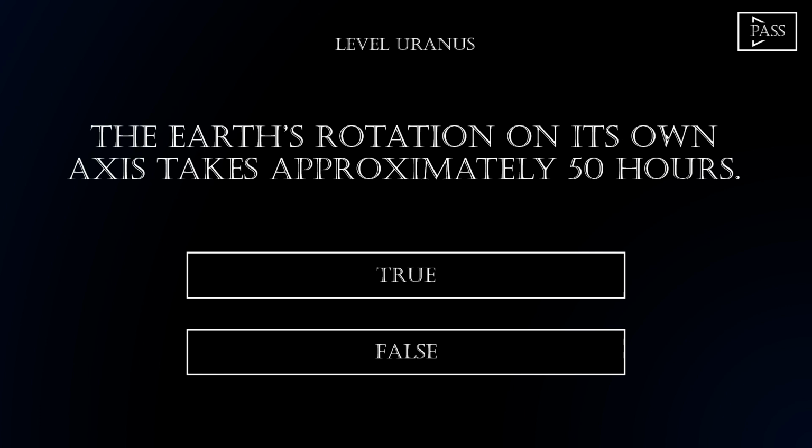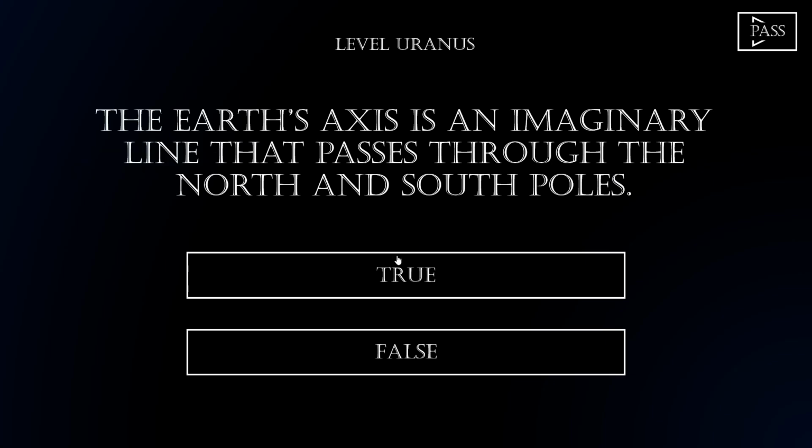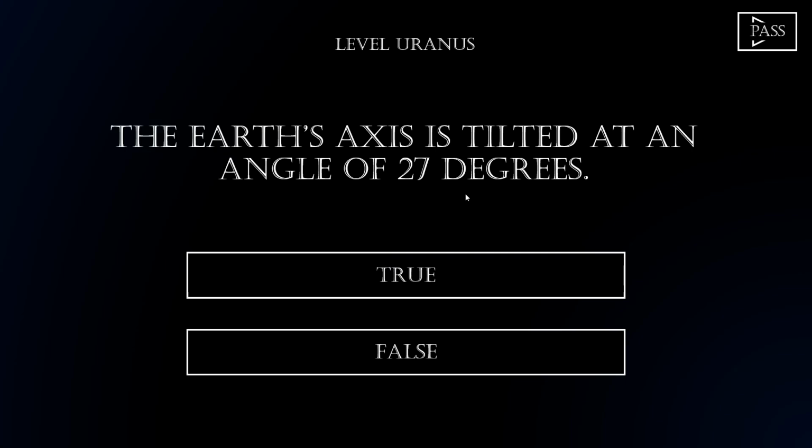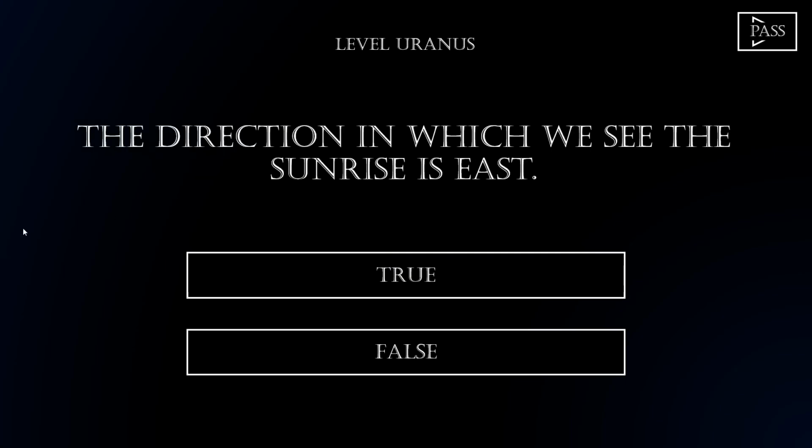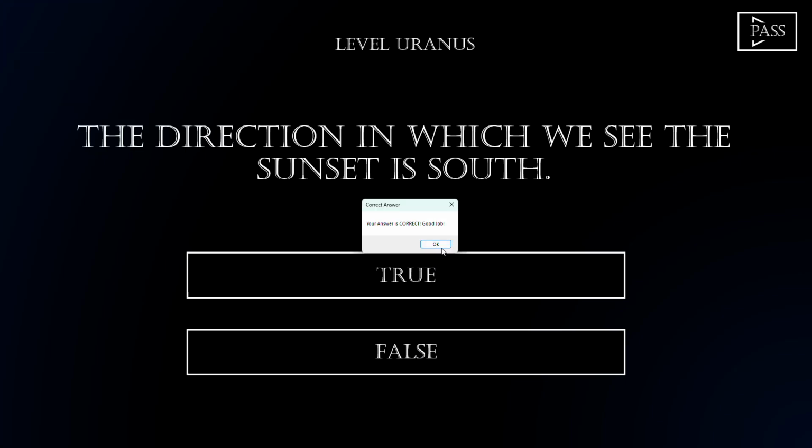Let's say the Earth's rotation on its own axis takes approximately 50 hours. Let's say we get it wrong. You'll say your answer is wrong. Let's say I want to pass this question. The direction in which we see the sunrise is east. Say true. Sunset is south. Let's say false. Good job.